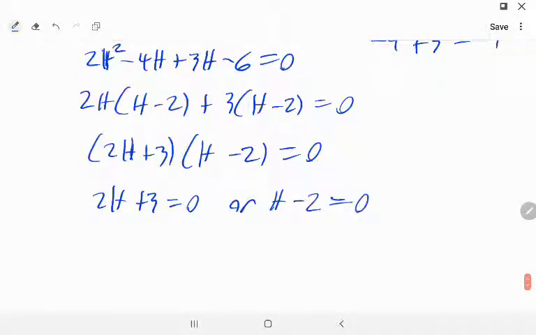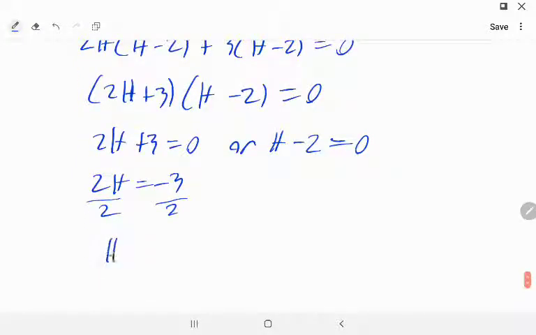We could possibly discard that first one just because we know we're going to get 2h equals negative 3, and so we know h is going to turn out to be negative. But we'll just finish it off just to see what it gives us. We get h equals negative 3 halves, and the other version we get plus 2. We get the height is 2 feet.